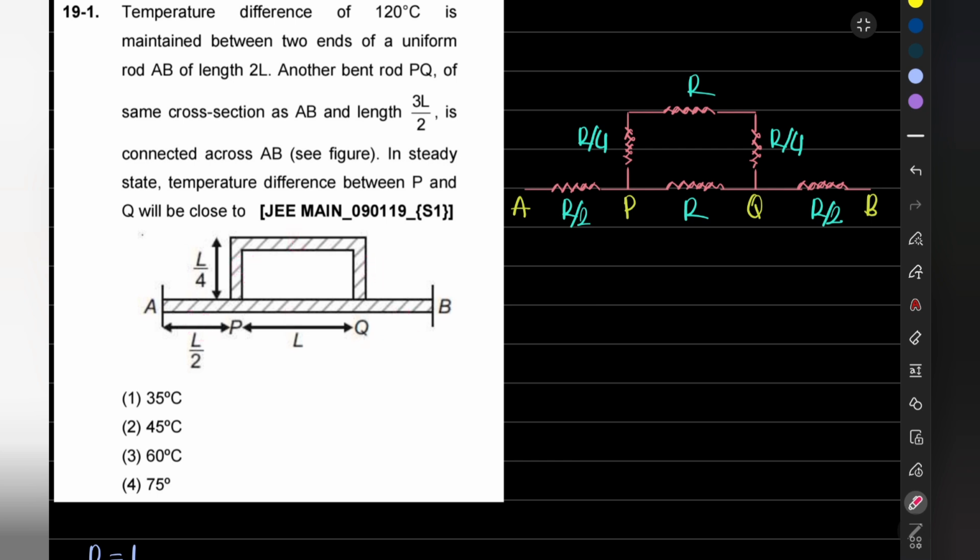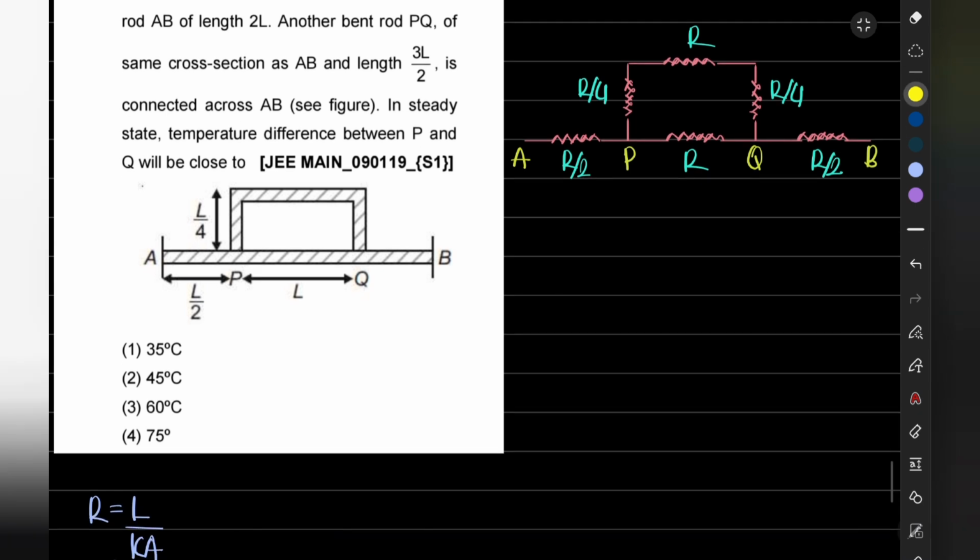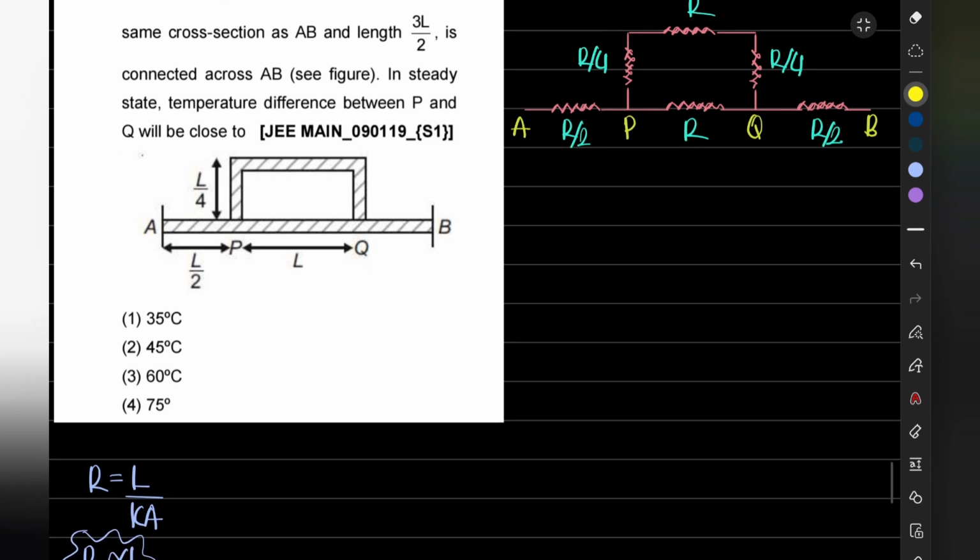Now as we can see, they have stated steady state. Steady state means the same current will flow. So we know that if steady state is there, the current, that is the thermal current, which I am representing by H, in the AB part will be the same as that in the PQ part. So the heat current in the AB part will be equal to the heat current in the PQ part, because they have mentioned that it is the steady state. Steady state means the same current will pass.